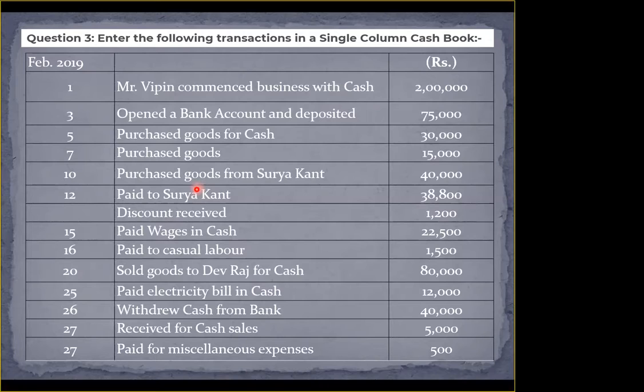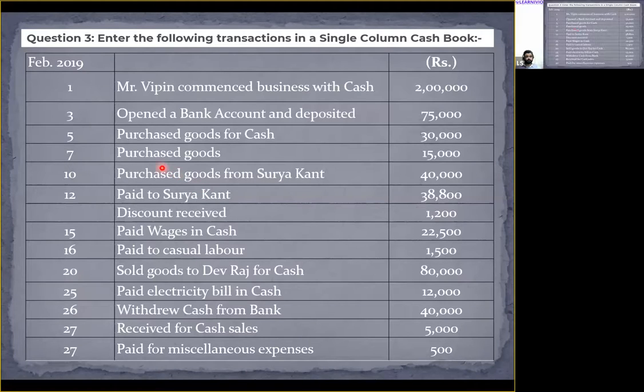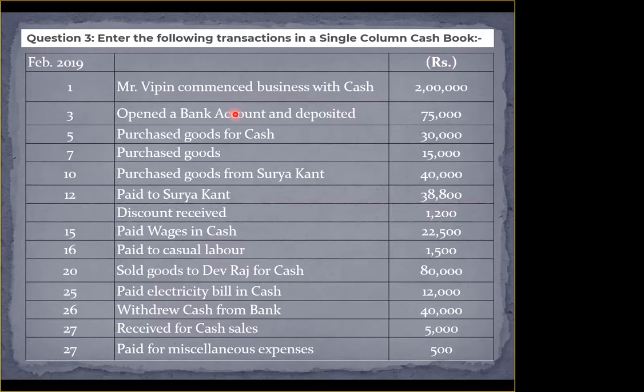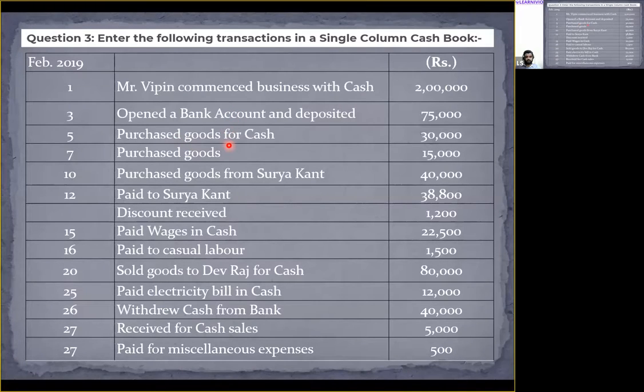I have a doubt. Yes, tell me. So the third one, the bank account one, we have to record or no? Open a bank account and deposit cash. So this will lead to outflow of cash. This is impacting cash, no? If we are opening an account and depositing cash, it will lead to outflow of cash. So it will be recorded on the credit side of the cash book as by bank account.